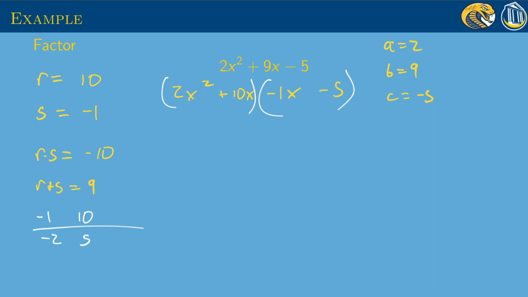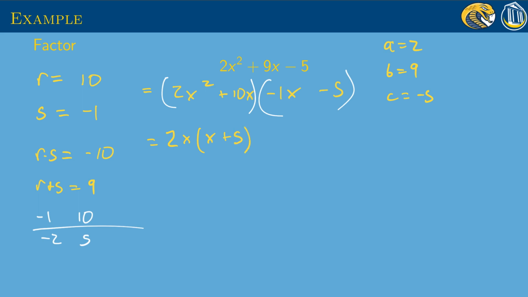What can we factor out of 2x squared and 10x? Well, I'm noticing that they have a 2 in common, and they have an x in common. If we pull a 2x out of 2x squared, we're just getting x. If we pull a 2x out of 10x, we're getting 5.